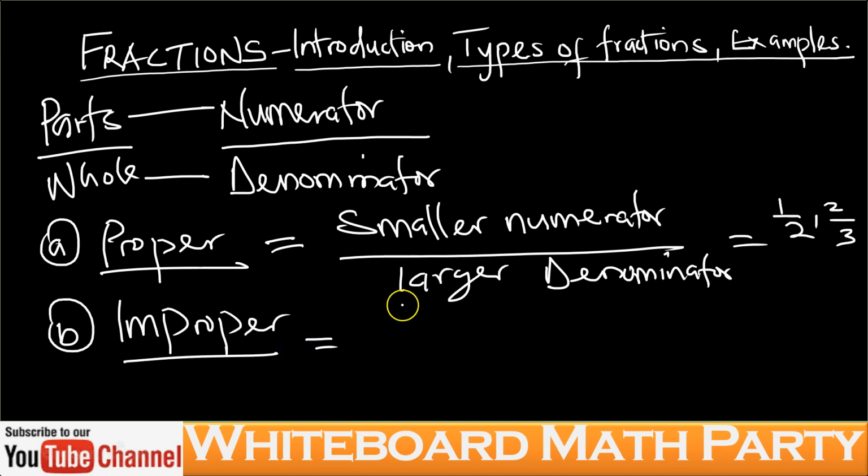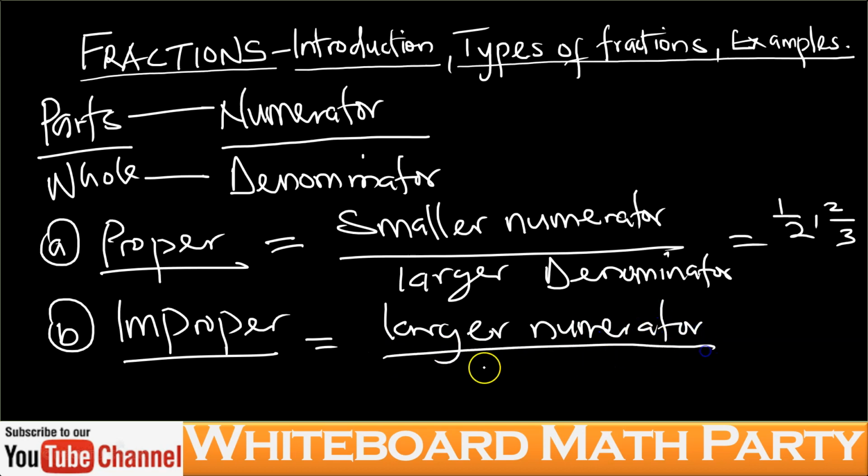Improper fractions are fractions that deal with larger numerator and smaller denominator. The numerator is large, the denominator is small. So it's larger numerator all over small denominator. An example of this is 3 divided by 2, or 3 over 2, 4 over 3. The most important thing you need to know is that when we talk about improper fractions, they deal with larger numerator and smaller denominator.